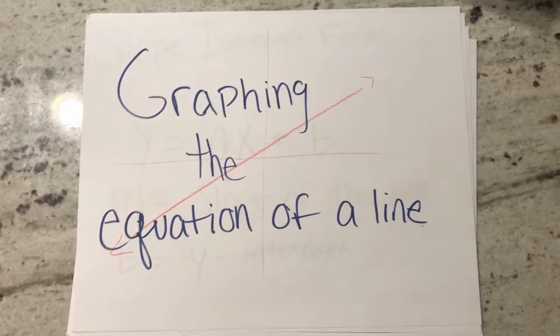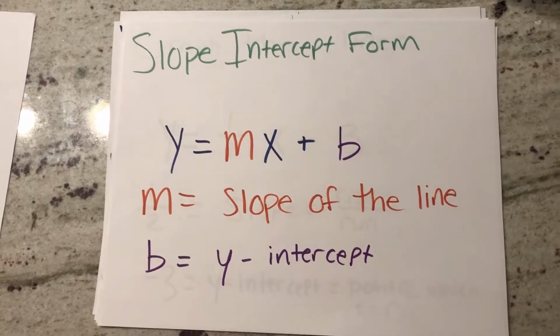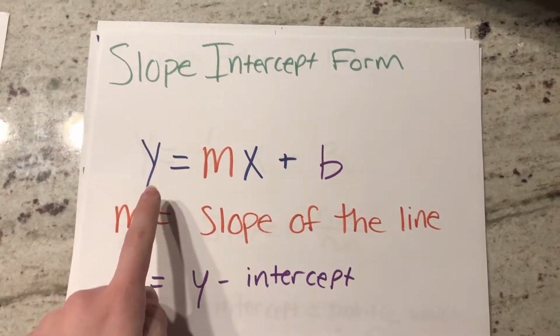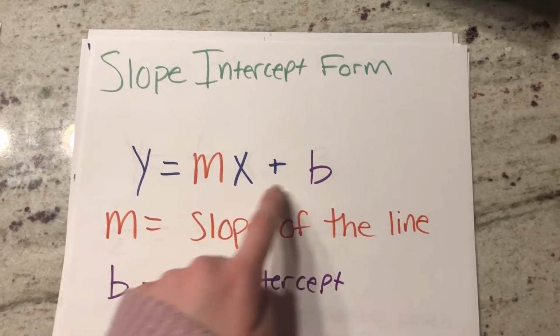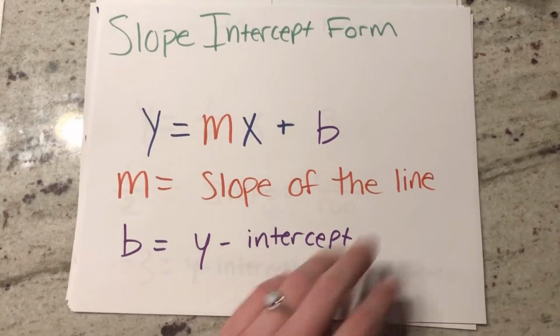We're going to talk about graphing the equation of a line. Equations of lines can come in multiple different forms, one being slope-intercept form. This form looks exactly like this: y is equal to mx plus b, where m is the slope of the line and b is the y-intercept.